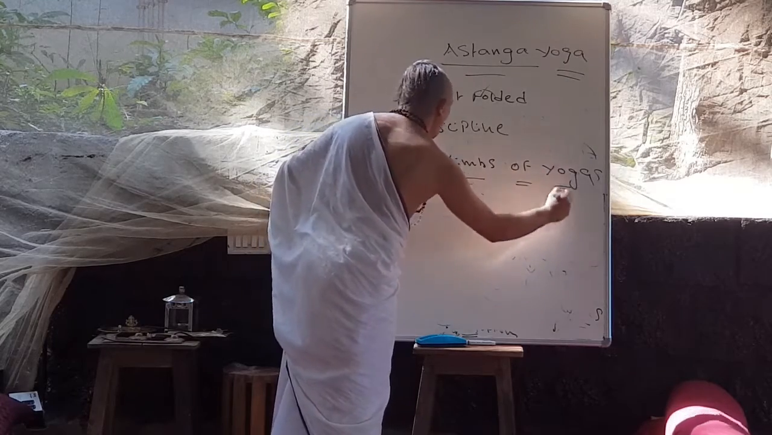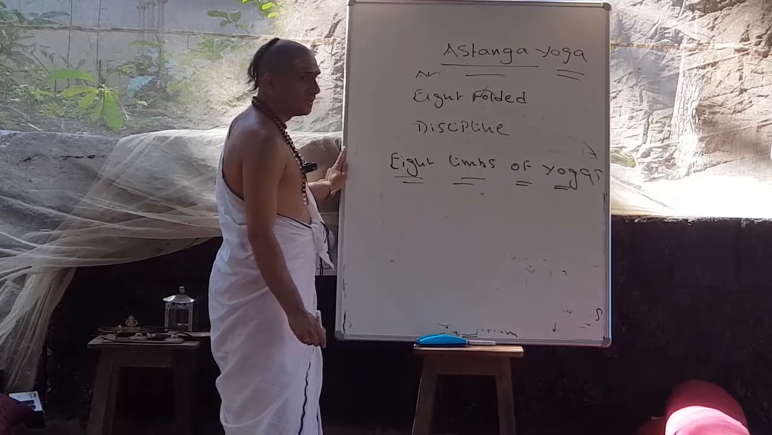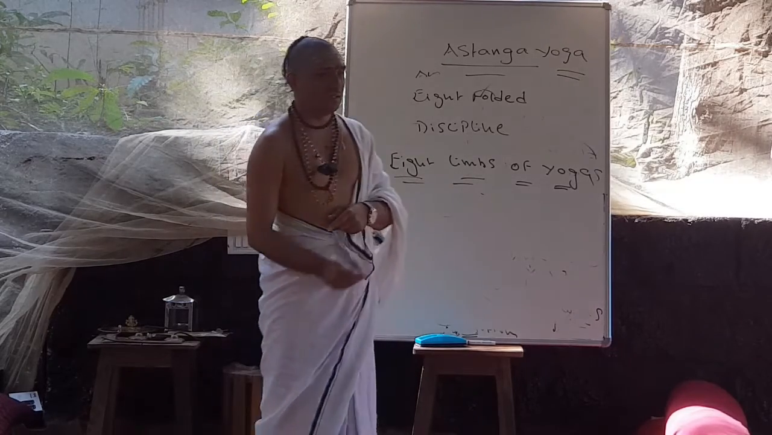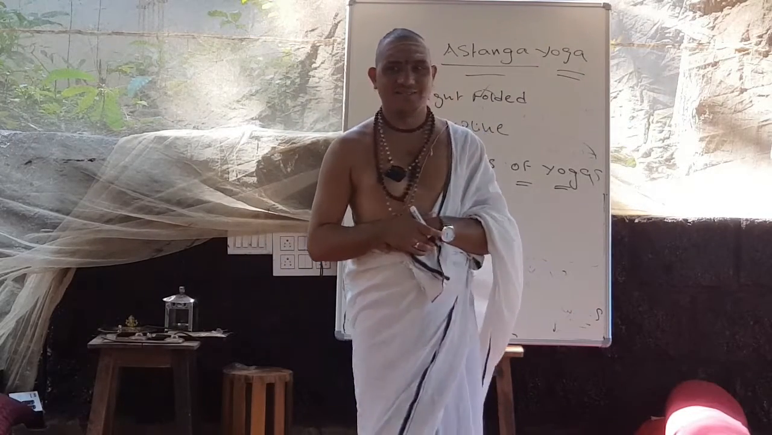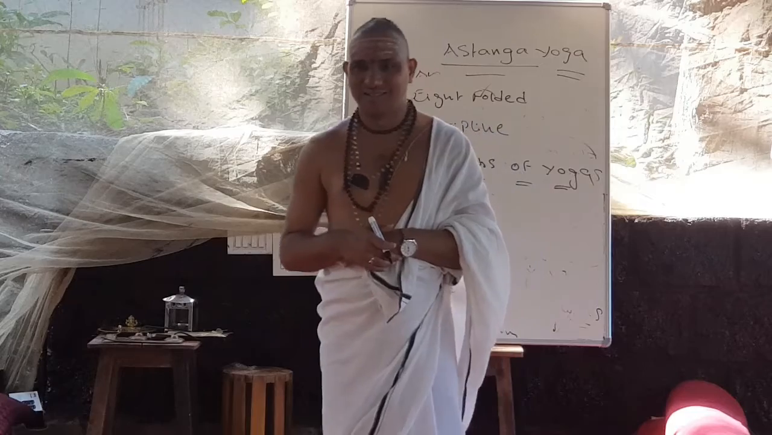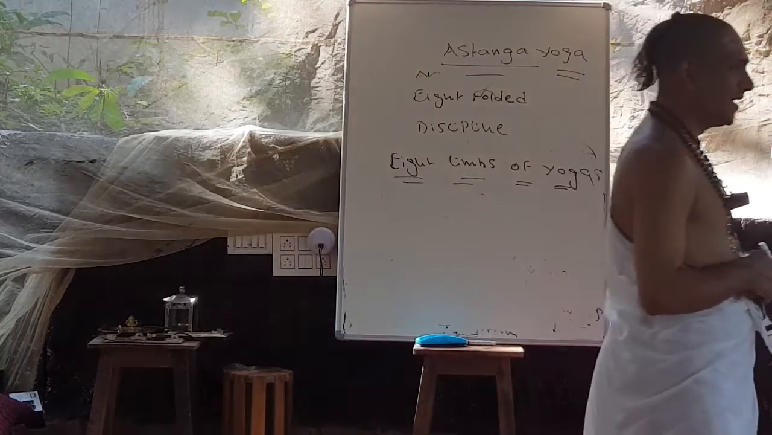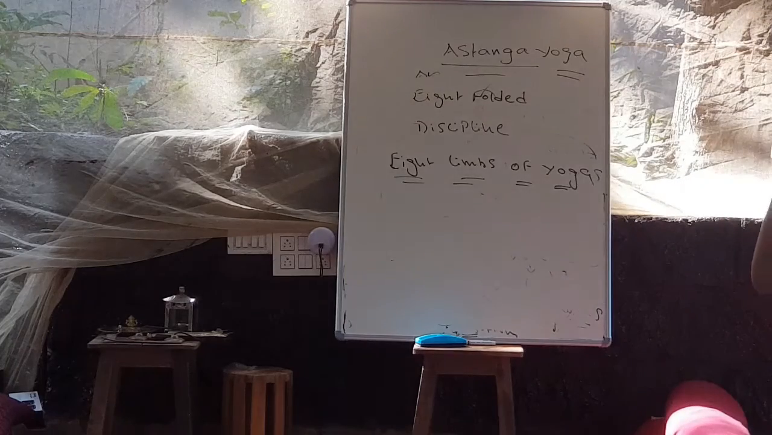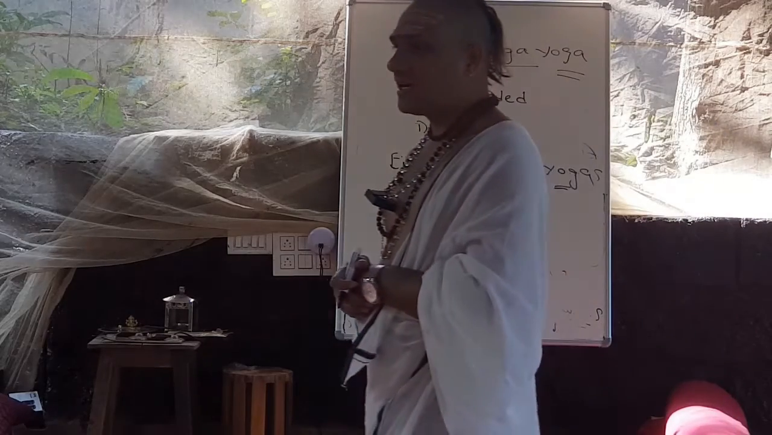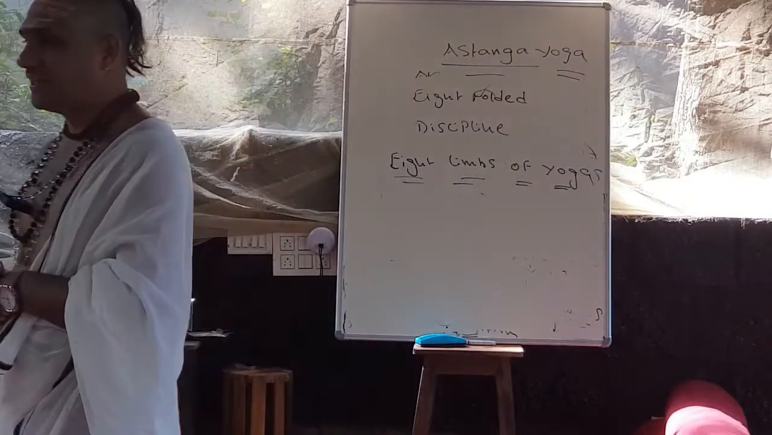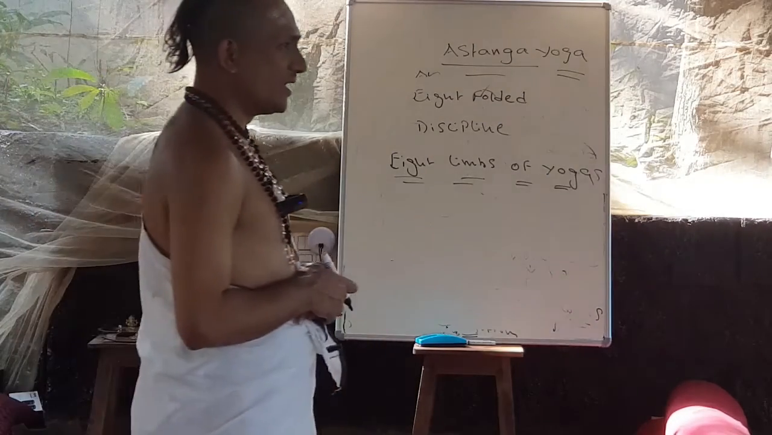Eight. What are the 8? Yama, Niyama, Asana, Pranayama, Pratyahara, Dharana, Dhyana, Samadhi. Yogi Patanjali explained that these 8 are the 8 limbs of yoga.